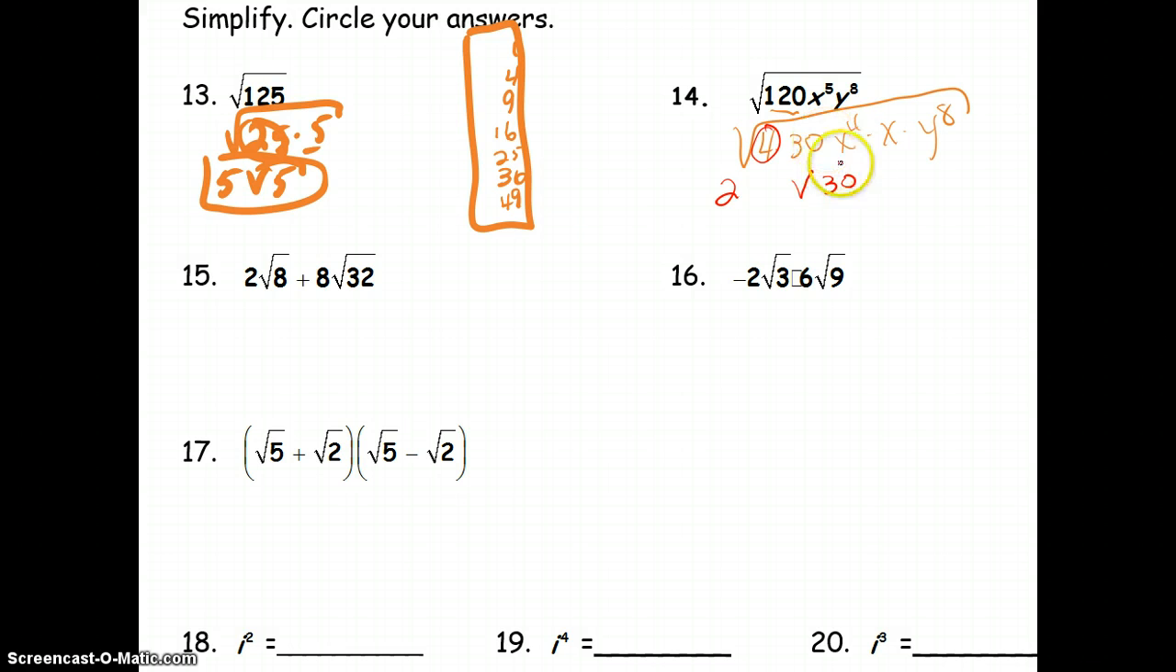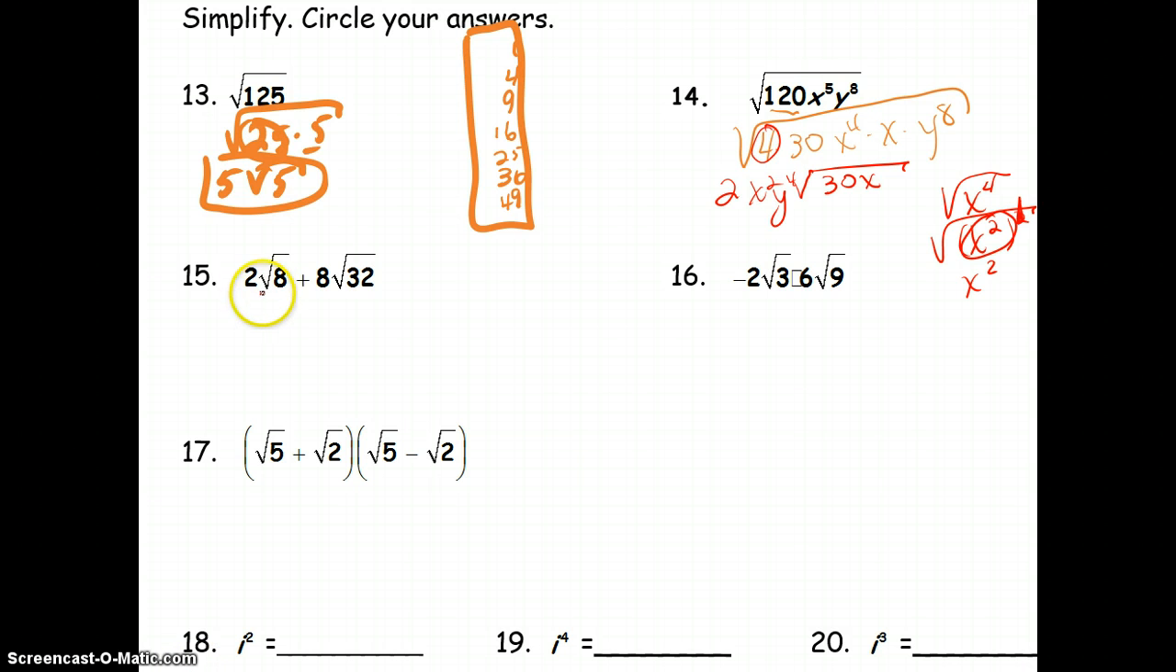X to the 4th comes out as x squared. X is still under. And then y to the 8th comes out as y to the 4th. The reason I can pull out these variables is because of this fact right here. We want to rewrite x to the 4th as x squared squared, so that whenever we pull it out, these go away and we are left with whatever was under the square root.